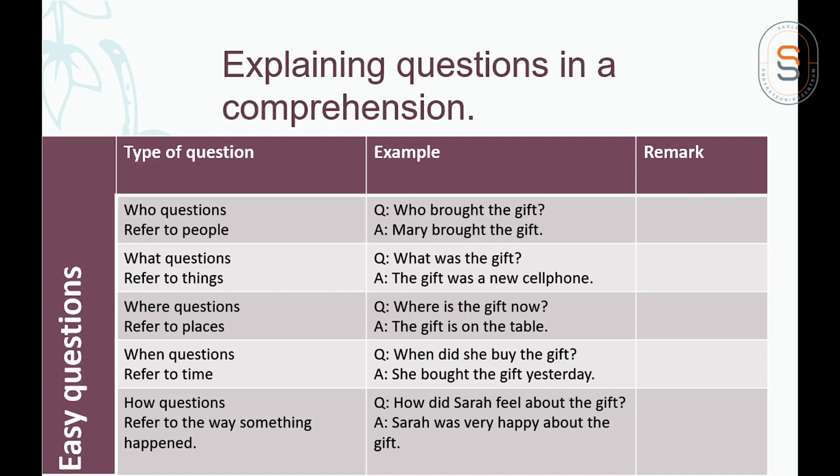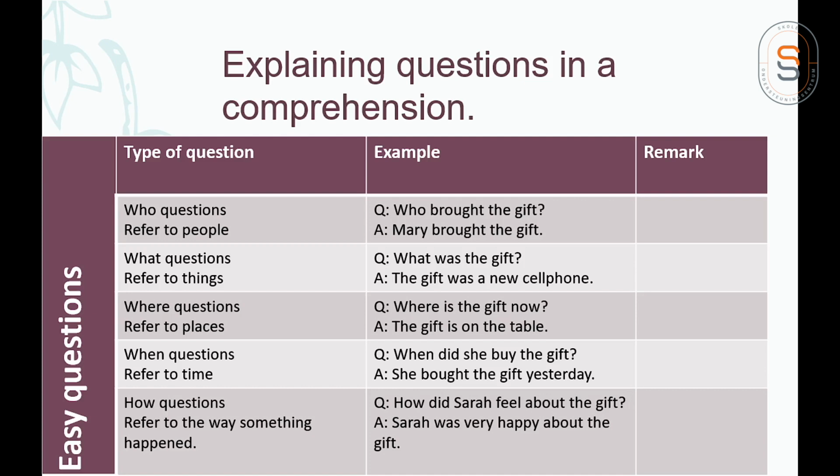Right, now we're going to look at the types of questions, and this is where the question words that you needed to highlight came in. Now, there are easy questions in a comprehension and the following types of questions. There will be who questions, and those refer to people. A typical example of a who question is, who brought the gift? And your answer in a full sentence will be, Mary brought the gift.